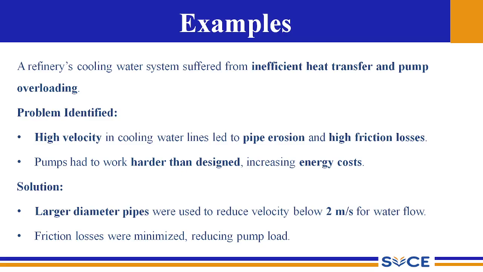To reduce the velocity, the solution is to install a larger diameter pipe. When you install the larger diameter pipe, the flow velocity can be maintained at about 2 meters per second, which can minimize the friction losses and reduce the pump load. Inefficient heat transfer may also be minimized, because when the fluid flows at a low velocity, there is sufficient time for the heat transfer to take place and the exchange of heat energy. This will increase the efficiency of heat transfer and prevent the pump overloading.